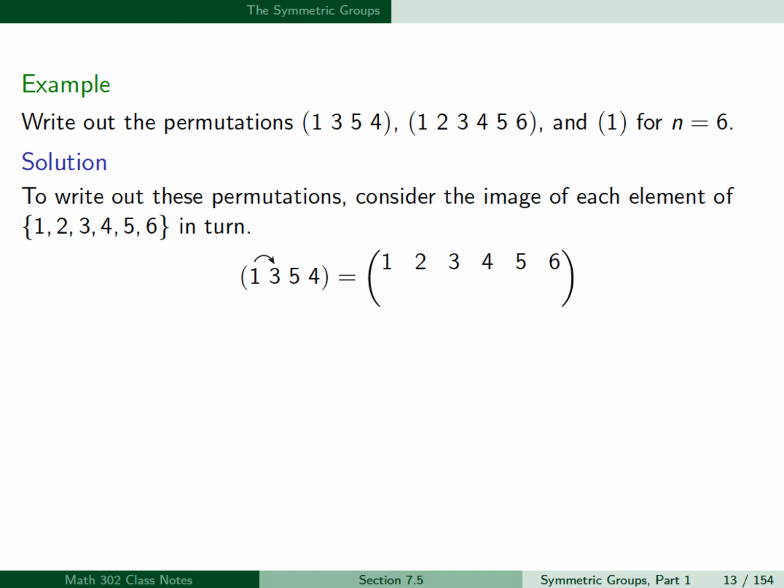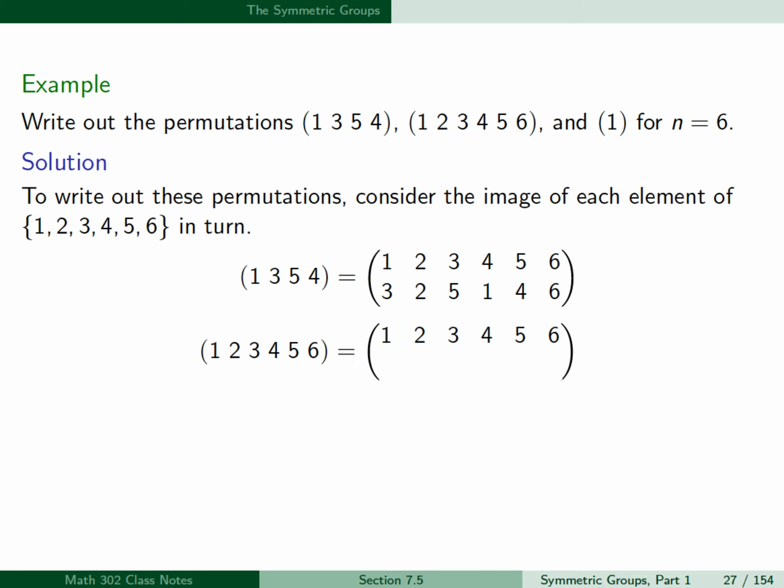So in our cycle, 1 maps to 3. So we can indicate that by putting the 3 below the 1. 2 maps to itself, since it doesn't appear in the cycle. 3 maps to 5, so we'll put a 5 under the 3. 4 maps to 1, so we'll put a 1 under the 4. 5 maps to 4, we'll put a 4 in there. And then 6 doesn't appear in the cycle, so 6 maps to itself. So there's the permutation indicated by that cycle (1, 3, 5, 4).